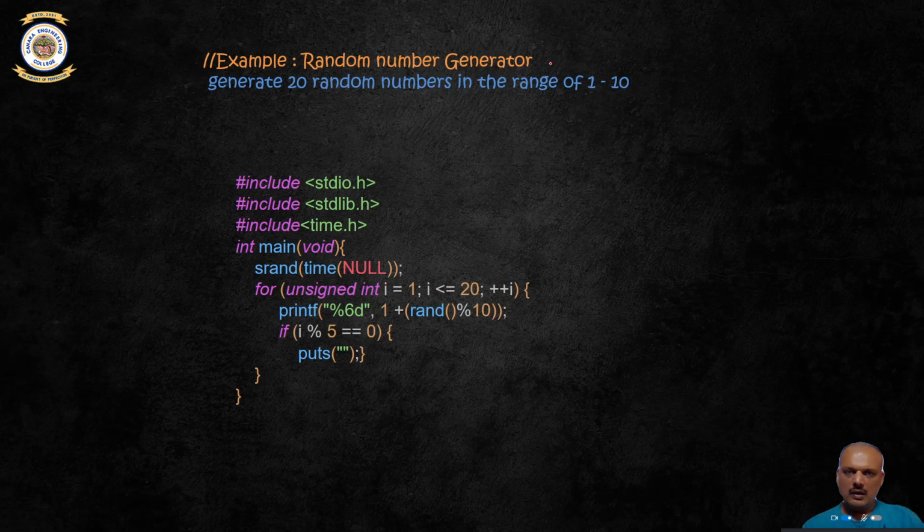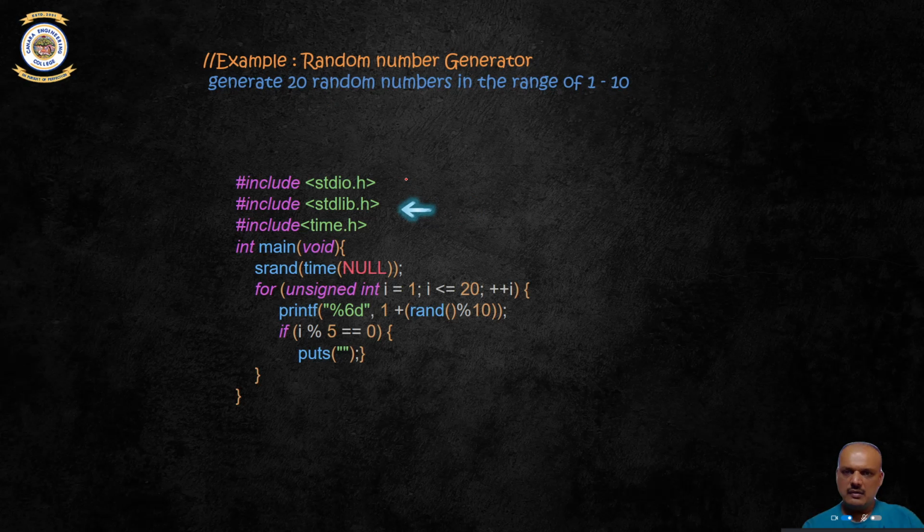So the objective here is to generate 20 random numbers in sets of, say, 5. The random numbers generated should be in the range of 1 to 10. Basically, I want you to generate 20 random numbers using a built-in function. Okay, so let's get started.